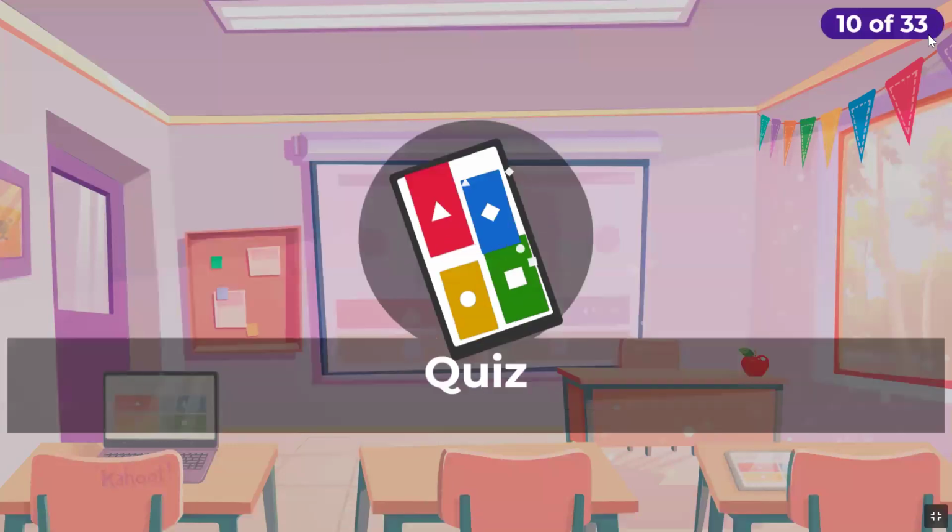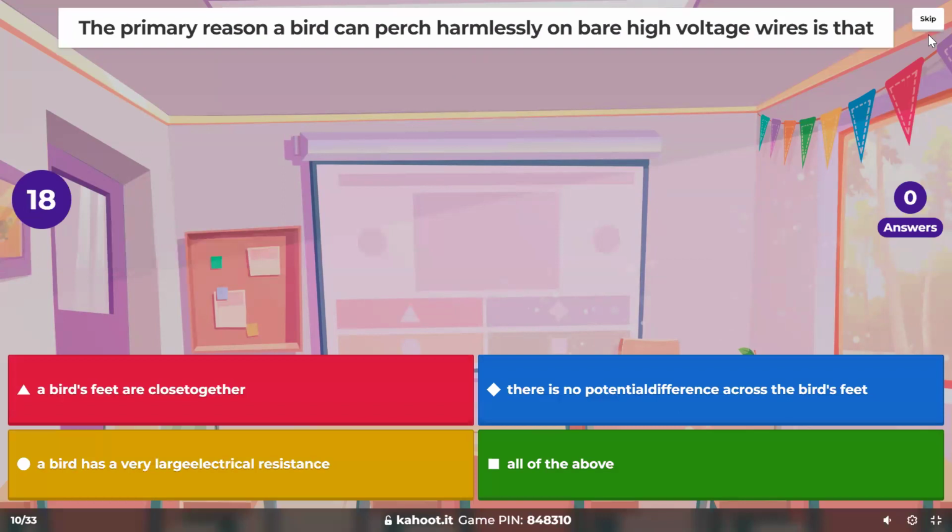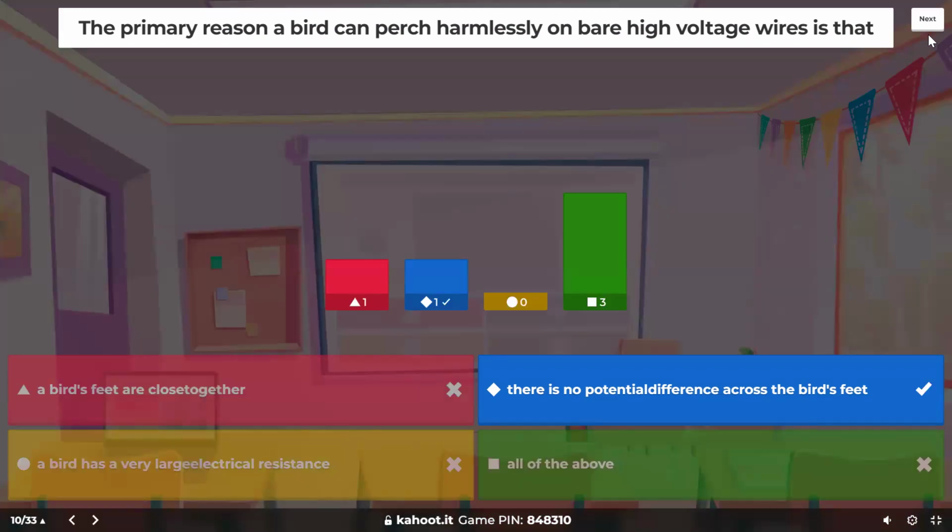All right, Patrick, getting the points. The primary reason a bird can perch harmlessly on a bare high voltage wire, like 10,000 volts. Why doesn't the bird get fried? Okay, yeah, that's the best answer I'm looking for. Said there's no potential difference across the bird's feet.